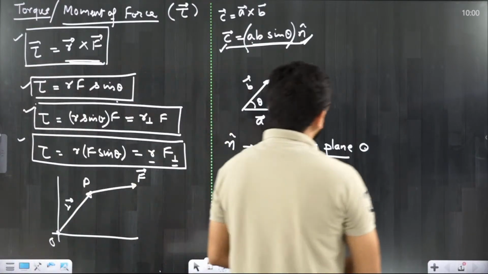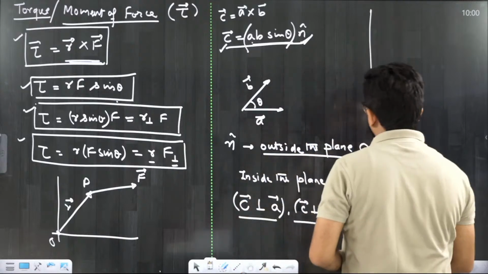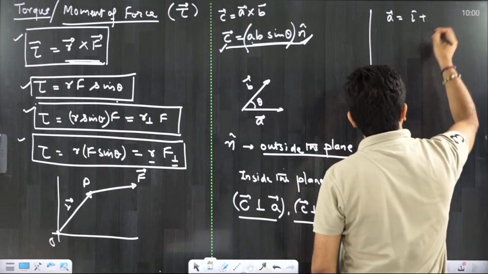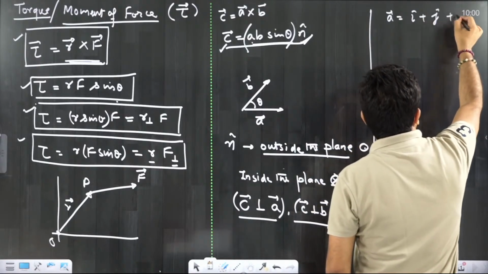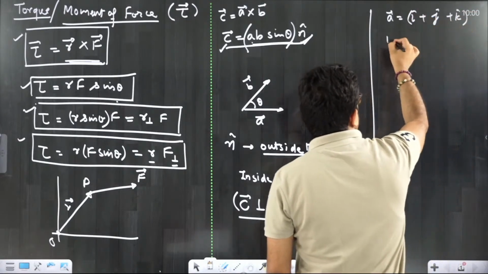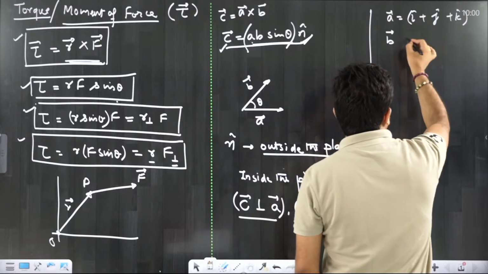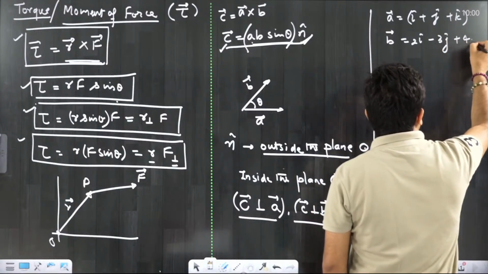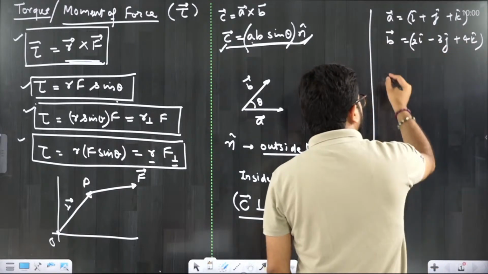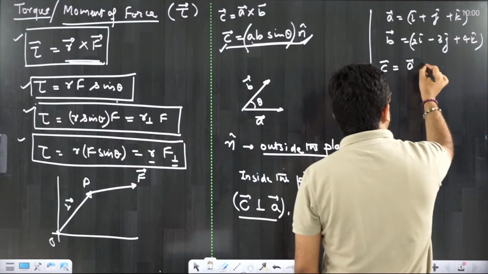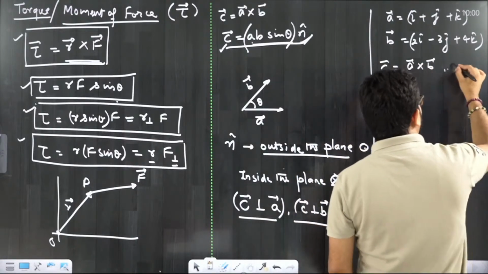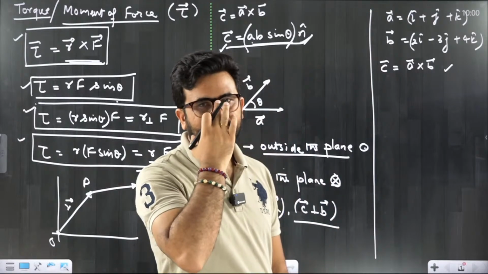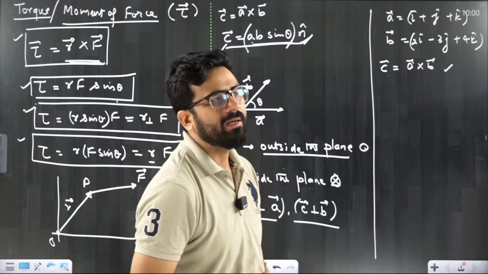And one more thing, if it is given in the form of vectors, I will show you. Suppose A is given to you as I cap plus J cap plus K cap. I am writing a very simple relation. B is given to you, suppose 2I cap minus 3J cap plus 4K cap. We want to find the C vector. We know A cross B is C, so to calculate the C vector we have to use the determinant method.